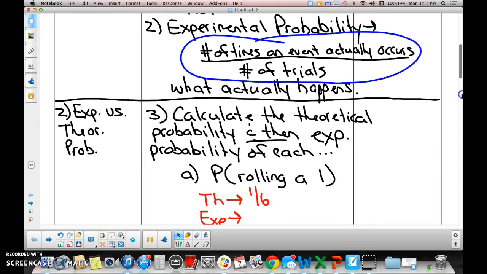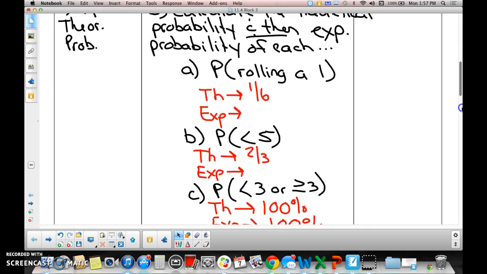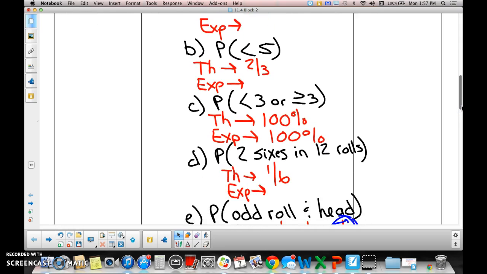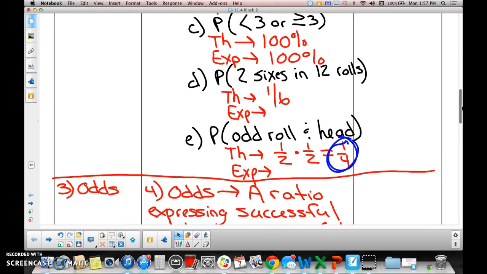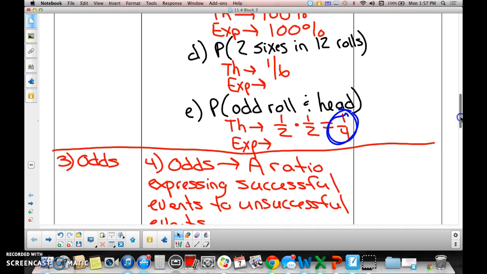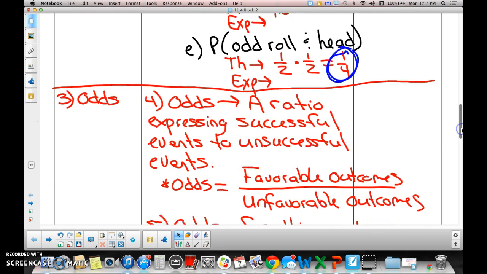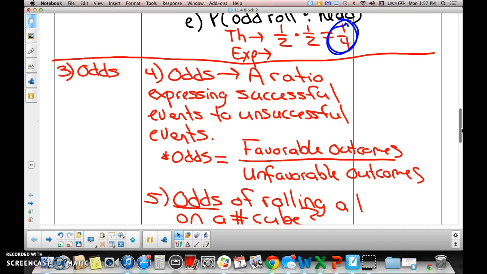So we did a whole bunch of examples of theoretical and experimental probability. We rolled number cubes, we flipped quarters, we did both of them. And then we got down to odds. Can somebody tell me the formula for calculating odds? Alexis. Favorable over unfavorable. And what is the difference between probability and odds? What's the big, huge difference, Alexis?